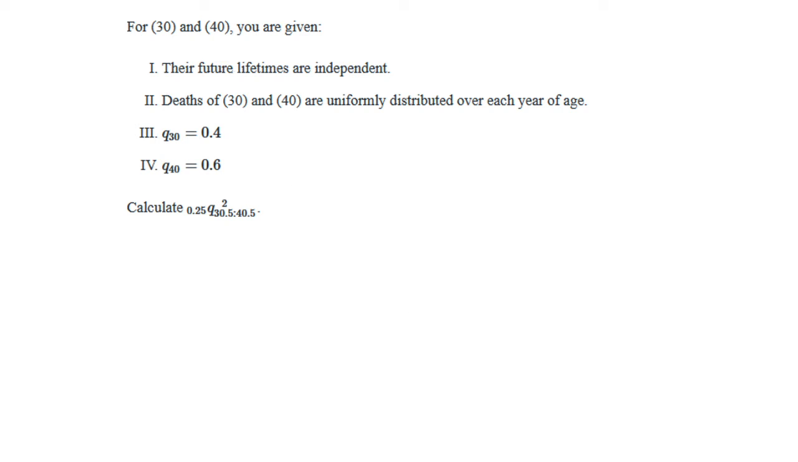We're given ages 30 and 40. Future lifetimes are independent. The deaths of 30 and 40 are uniformly distributed over each year of age. So that's UDD. Probability of dying the next year at age 30 is 0.4. Probability of dying the next year at age 40 is 0.6.